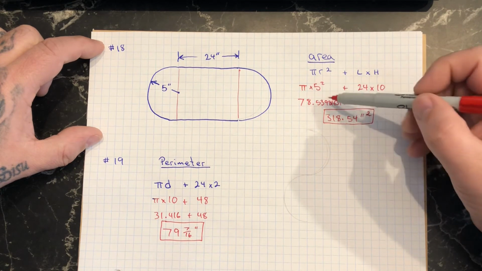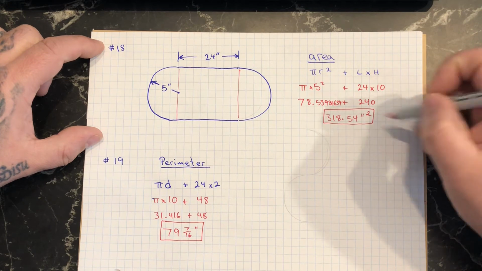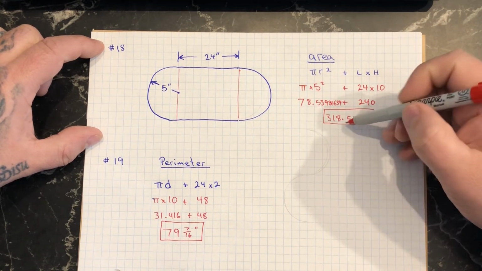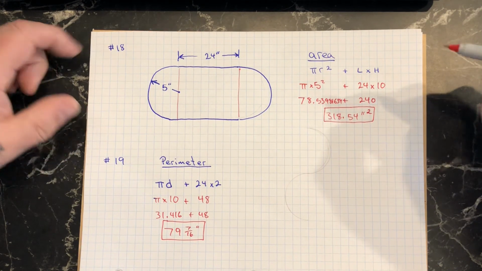So figuring that out gives you 78.5398164 plus 240 gives us 318.54 square inches.